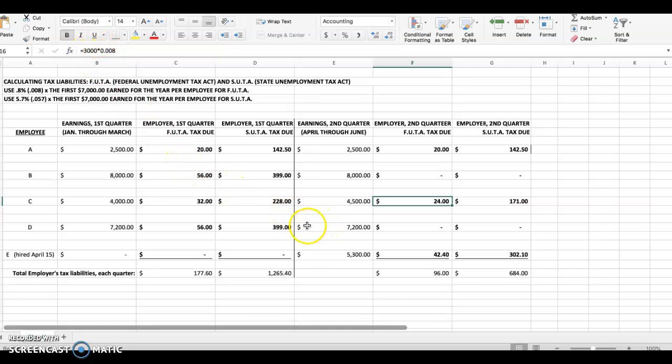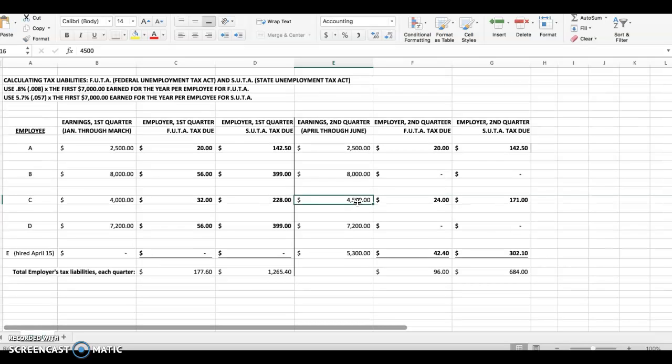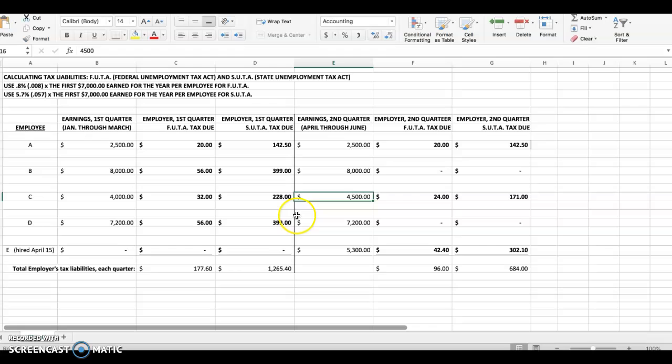So the extra 1,500 that was earned from 3,000 to 4,500 in this quarter, we don't have to pay for this particular employee. So that is a little complicated. So it takes a little while to get used to that. We have to understand it's based on the total earnings of the employee. 4,000 plus 4,500 gets us over the 7,000, but we don't have to pay over 7,000. We paid 4,000 already in the first quarter, and we just pay on the 3,000 for the second quarter. And that's what the formula shows us, and those are the results of it.